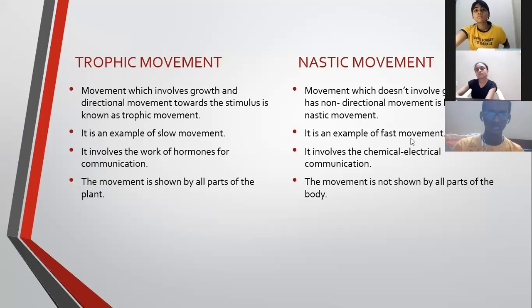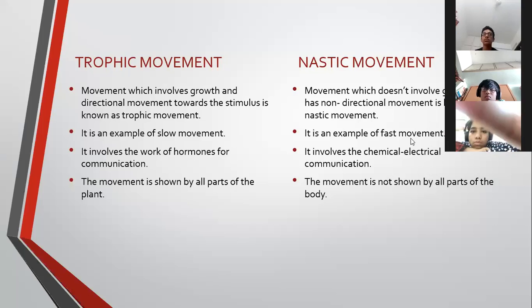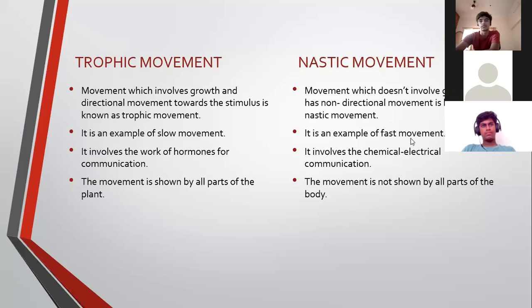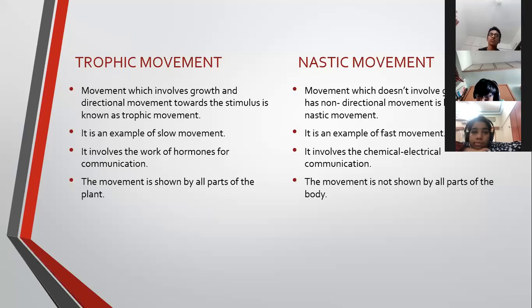Done. Jheel, the second point on both the sides. Yes, ma'am. Tropic movement is an example of slow movement. Nastic movement is an example of fast movement. Done. Yuvika, the third point on both the sides. Yes, ma'am. It involves the work of hormones for communication. It involves chemical electrical communication.